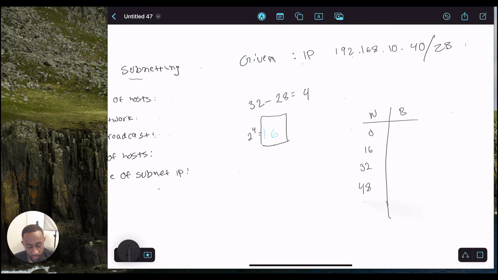And really, you want to keep going until this number is higher than the last octet, because this is a class C, right? So the last octet is 40. So we could pretty much stop right here.